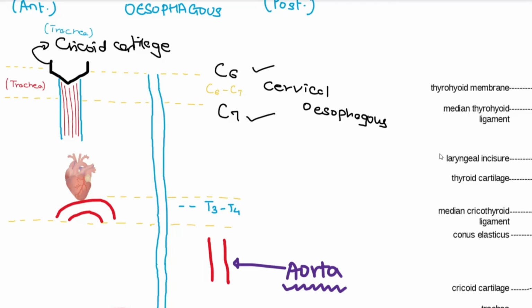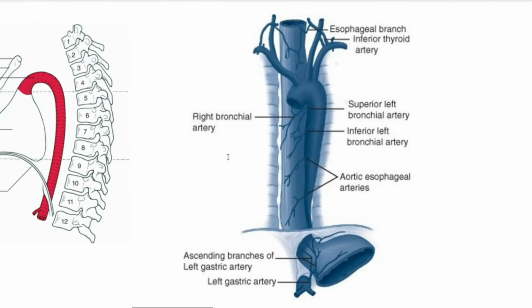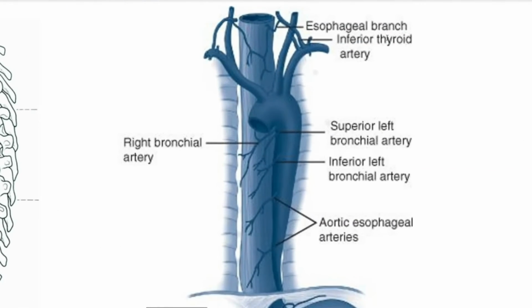Then, moving downwards from the C7 up to the T3 to T4 vertebral level, the esophagus runs posterior to the heart as well as the aortic arch, which ends at the T4 vertebral level. So, here the end of the aortic arch is marked by the T4 vertebral level, and then the esophagus runs anterior to the aorta. So, here in this diagram, you can note that the esophagus is running posterior while after crossing the aortic arch here, it moves anterior to the aorta.